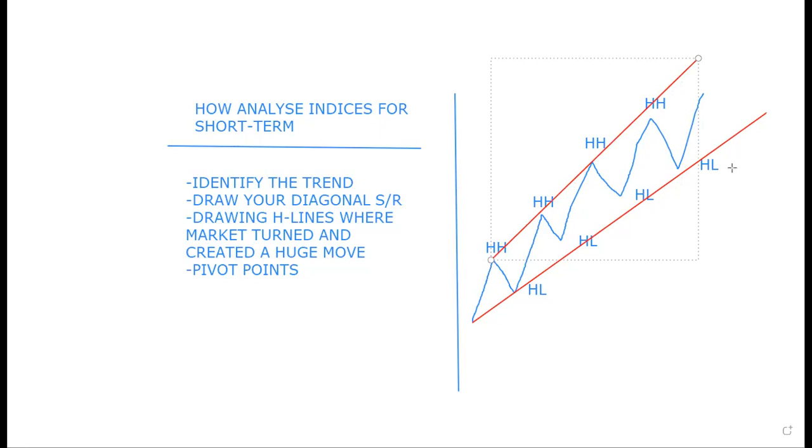I now have my diagonal what? Now if you can look at this, because the market was on an uptrend, in this case here, I have my diagonal support. And here what do I have? I have my diagonal resistance.